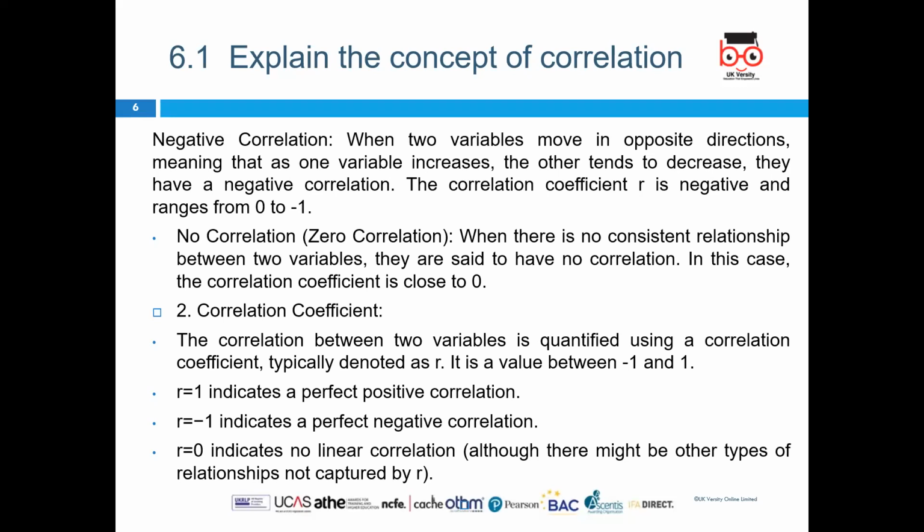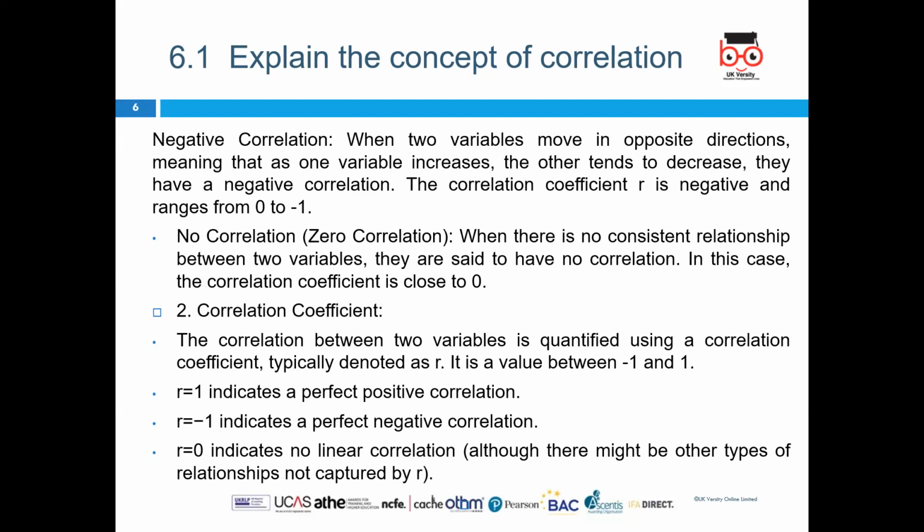And there are also a few scenarios where there is zero correlation. Basically, when there is no consistent relationship between two variables, they are said to have no correlation. In this case, the correlation coefficient is close to 0. The correlation coefficient is the single quantifiable parameter which is used to determine whether the variables are positively correlated, negatively correlated, or there is zero correlation.